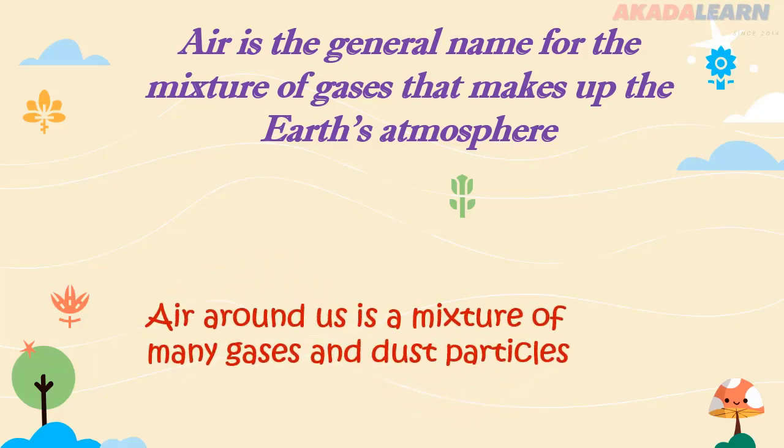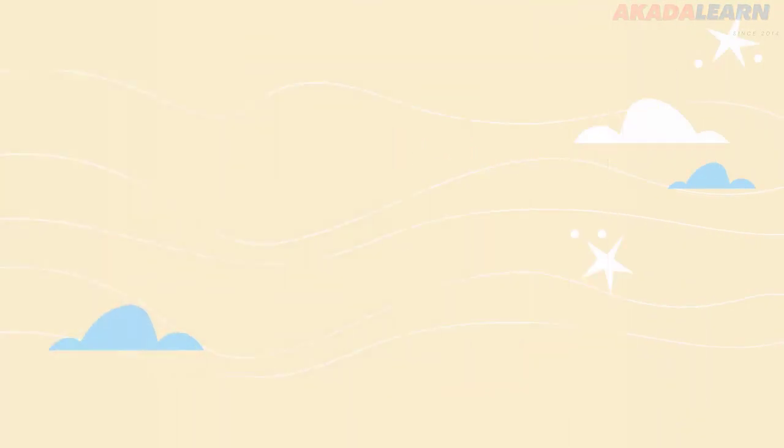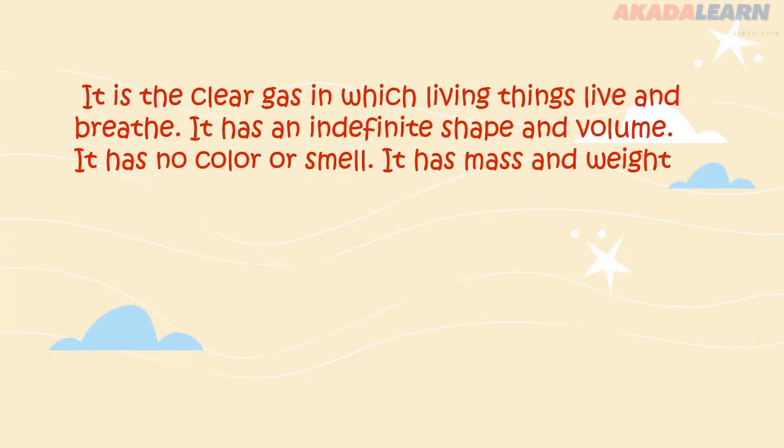Air around us is a mixture of many gases and dust particles. So, the air is the clear gas in which living things live and breathe. It has an indefinite shape and volume. It has no color or smell. It has mass and weight.